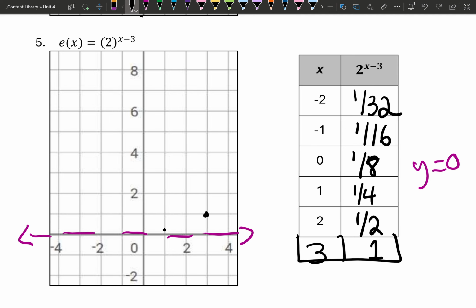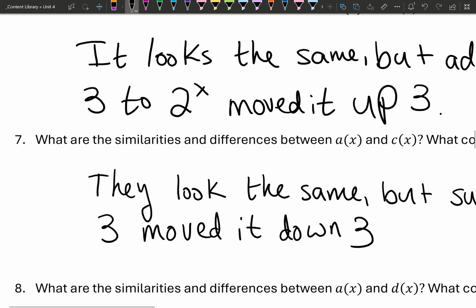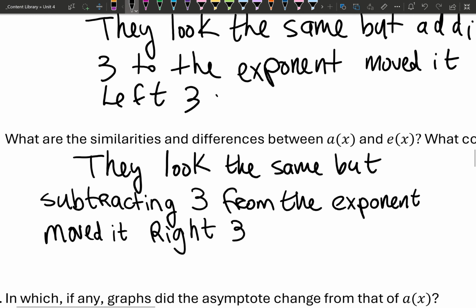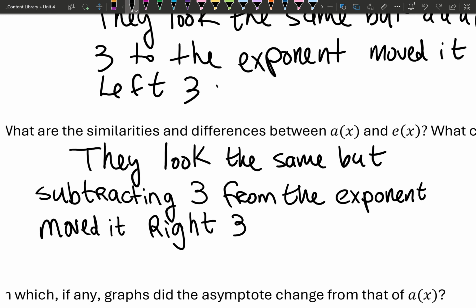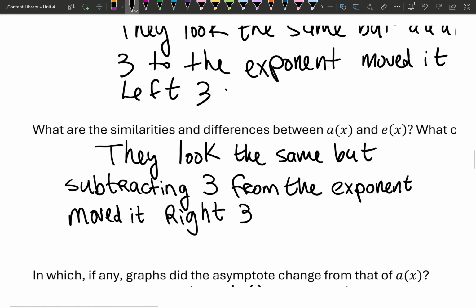3, 1. 2, 1/2. 1, 1/4. I'm going to guess the 1/8. I don't think I can draw those other fractions. That's too tiny. There we go. So our graph was moved to the right. And that's what I wrote for number 9. They look the same, but subtracting 3 from the exponent moved it to the right.